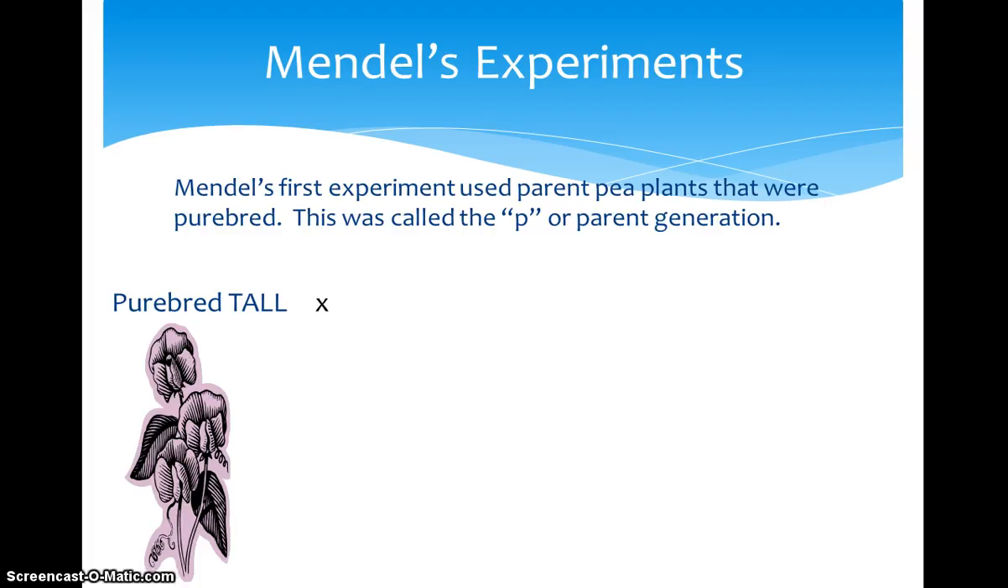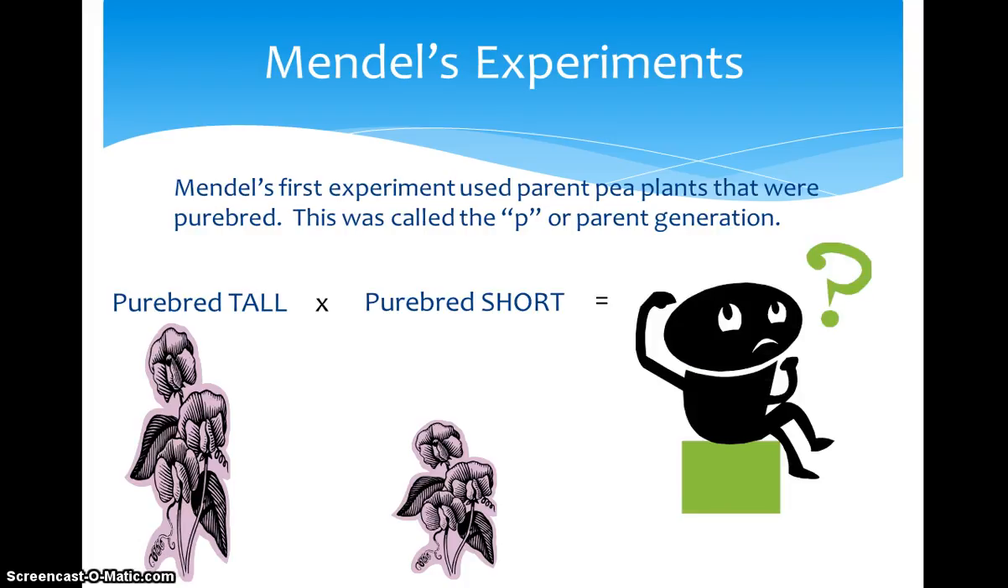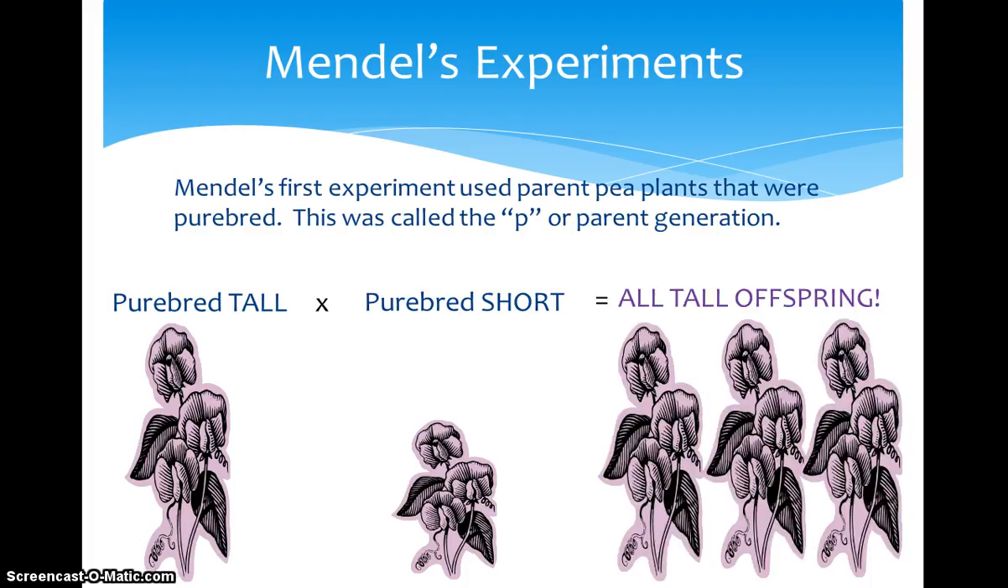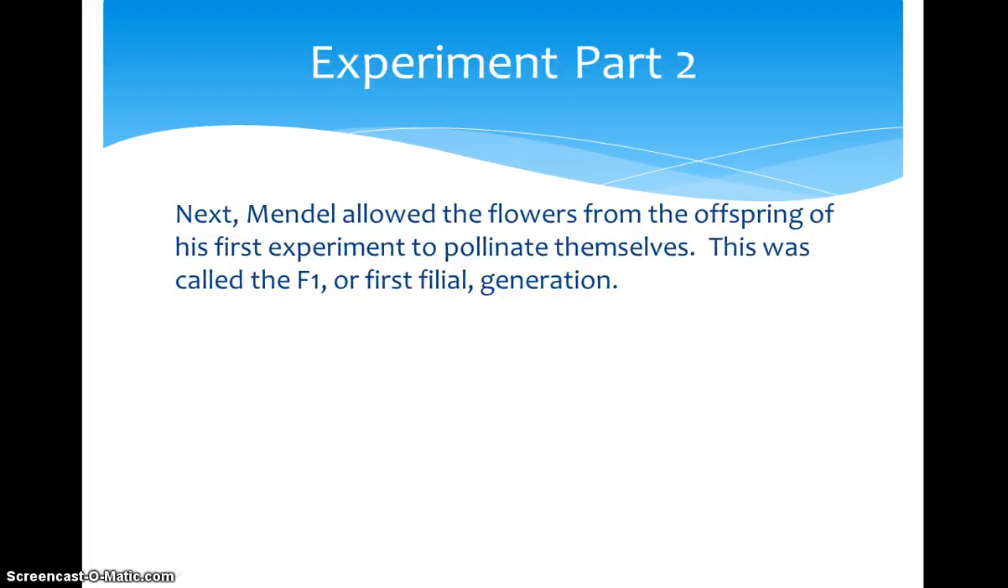The results of his experiment, when he crossed a purebred tall and a purebred short plant, were that they were all tall. So Mendel wondered, where did the short trait go? In order to try and figure that out, Mendel allowed the flowers from the offspring of his first experiment, the P generation, to pollinate themselves. This generation is called the F1, or first filial generation.